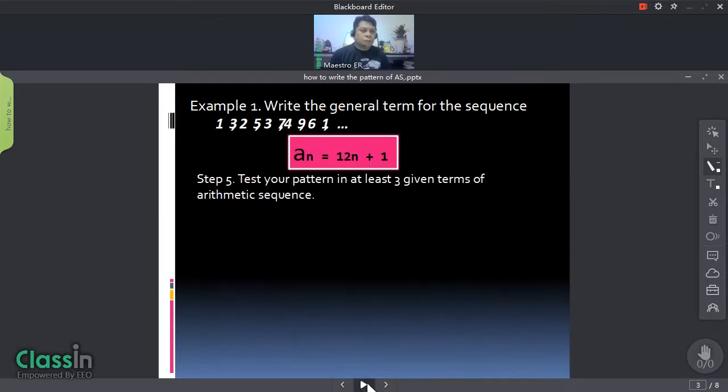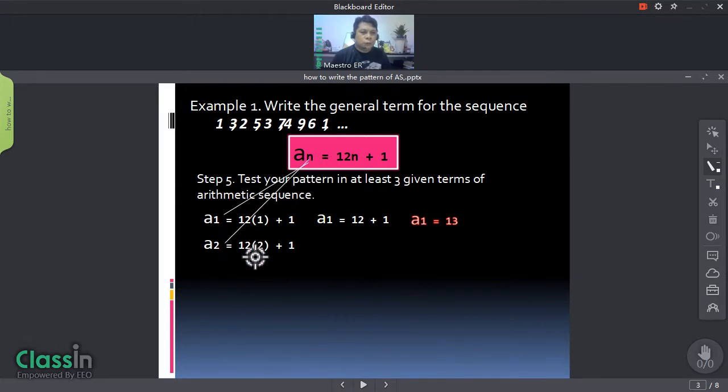So let us test now. So solving for a sub 1. So your n now is 1. So substitute the value of n as 1. So we have now 12 times 1 plus 1. So your a sub 1 is equals to 13. Then a sub 2. So your n now is 2. So substitute the value of n. So 12 times 2 plus 1. So it becomes 24 plus 1. So your a sub 2 is 25.